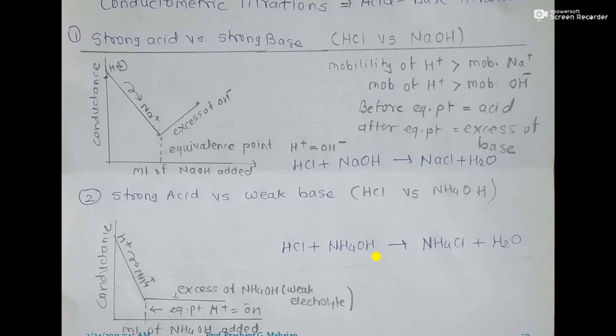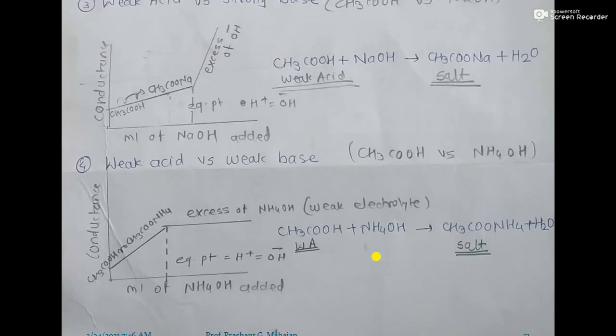Then the third one is weak acid versus strong base. So you can see, as we discussed earlier, that a weak electrolyte has lower conductance and a strong electrolyte has higher conductance. So again we fill the burette with the base, and in the beaker we take the acid. As we know, acetic acid is a weak electrolyte, it is going to dissociate partially.